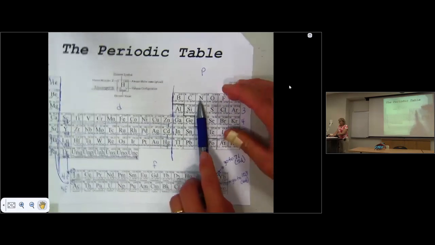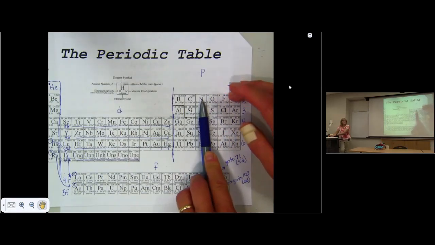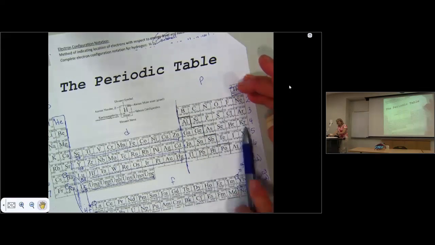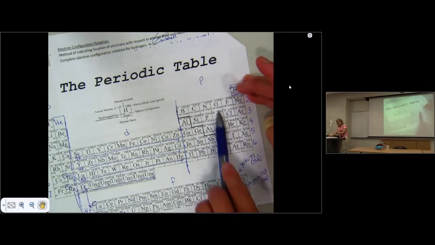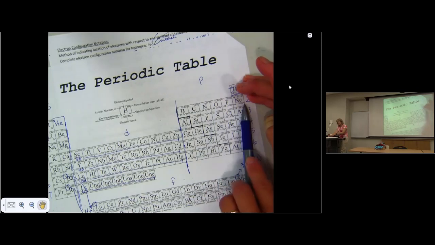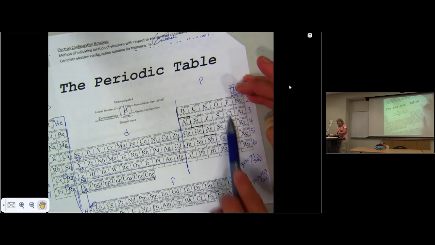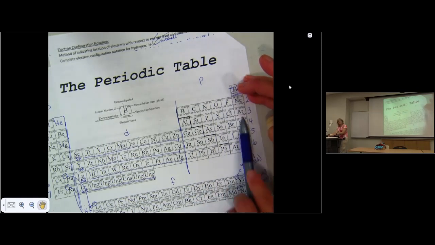What does this column have a charge of when it becomes an ion? Why is it -3? Because it's going to gain 3 to look like the next noble gas. And then here, -2, again, to look like the next noble gas. In this column, -1 to look like the next noble gas.